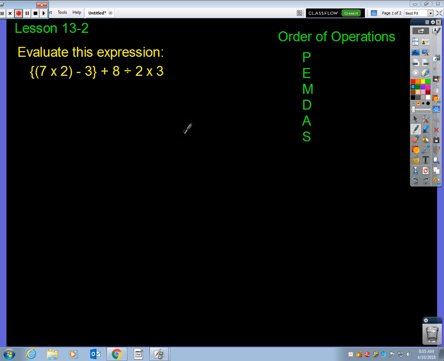So we know that to solve math problems using the order of operations, we use PEMDAS. The P stands for what? Parentheses. E is for exponents, so that would be like 3 to the third power. M and D is multiplication and division, and multiplication division is left to right, whatever comes first. And the A and the S is addition and subtraction. And just like multiplication division, it is left to right, whatever comes first.